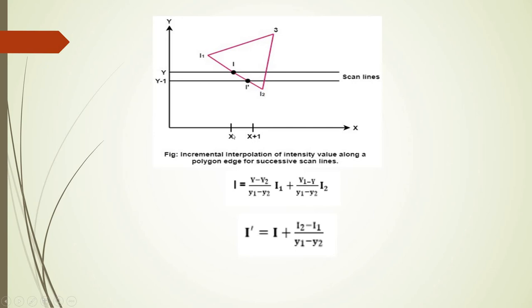So I dash is there, x and x plus 1 will be there. So here I am having the formula as I is equal to (Y minus Y2) by (Y1 minus Y2) into I1 plus (Y1 minus Y) divided by (Y1 minus Y2) I2. Now I have to calculate for this I dash. So I dash will be what? We have to write our formulas in terms of I.